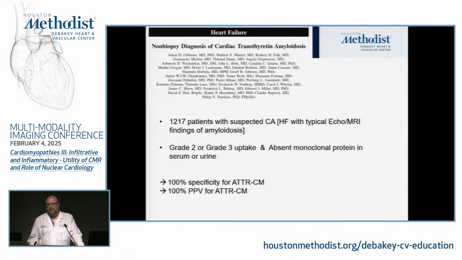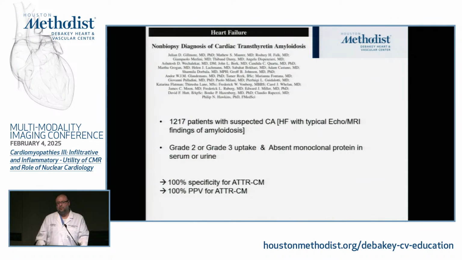This is the paper that made the whole field in terms of diagnosis of cardiac amyloid. These are patients who are suspected to have cardiac amyloidosis. So these are patients who had either an echo that's suggestive, clinical history, or MRI that's suggestive. 1,200 patients. When you have a grade 2 or 3 uptake, so either uptake equal to the bone or more than the bone, then there was 100% specificity and 100% positive predictive value for ATTR amyloid.